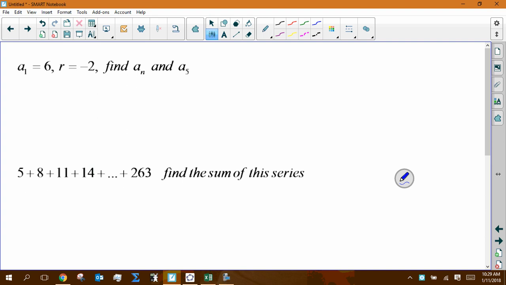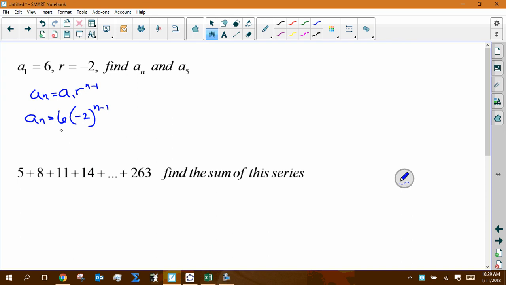But this one here is a geometric sequence. It says a sub 1 is 6, r is negative 2, find a sub n, and then find a sub 5. So every geometric sequence is of the form a sub n is equal to a sub 1 times r raised to the n minus 1. Well, that means a sub n in this case is 6 times r, which is negative 2, raised to the n minus 1. That's all you've got to do. You don't go any further than that. People want to multiply these together, but you can't because of those exponents.